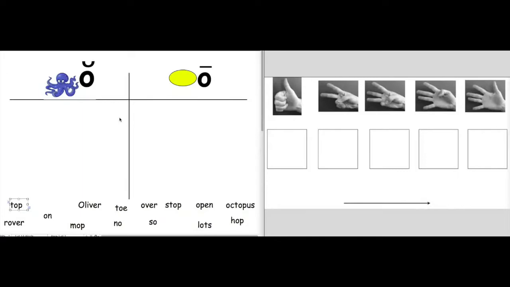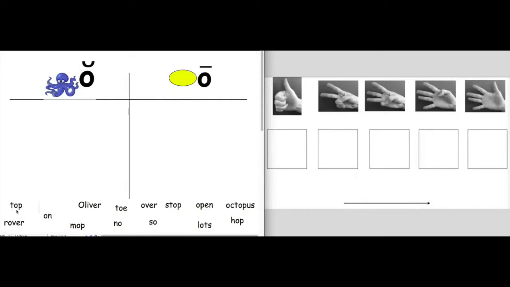Hello, boys and girls. Here we are at our lesson on the letter O, and this is our T chart. The letter O makes two sounds, a short O sound of ah, ah, octopus, and a long O sound of O, O, oval. We're going to put these words in the correct places, and we're also going to count the sounds in the words and put their letters in the right places. Are you ready?